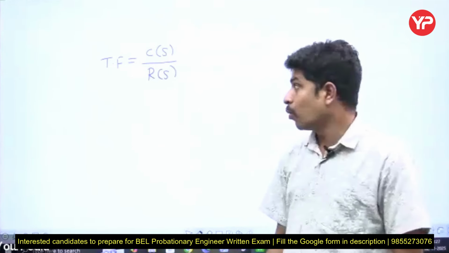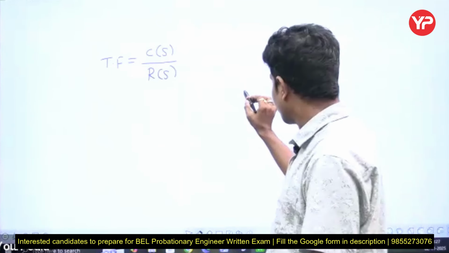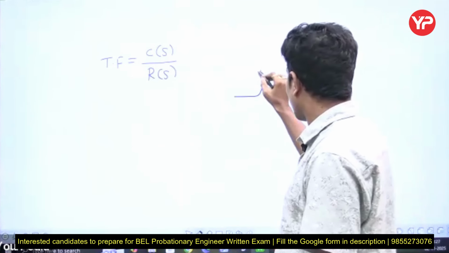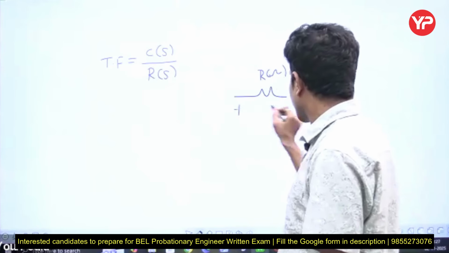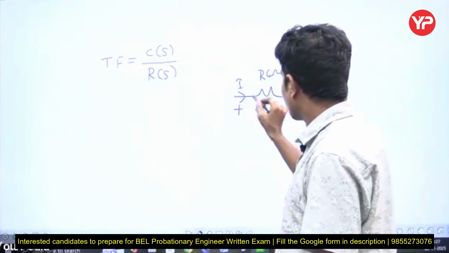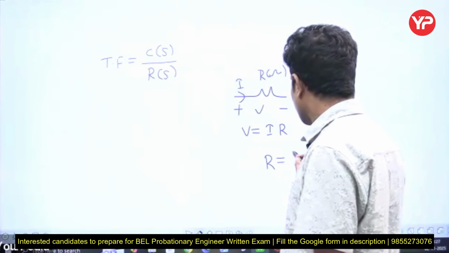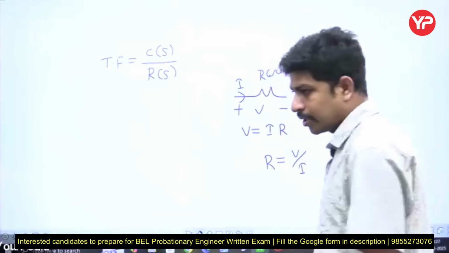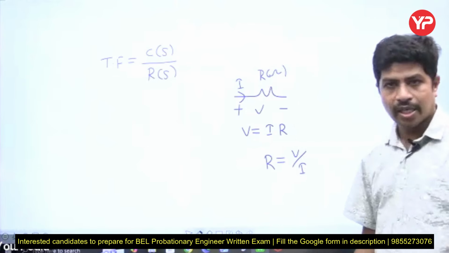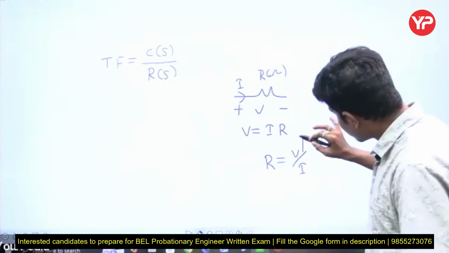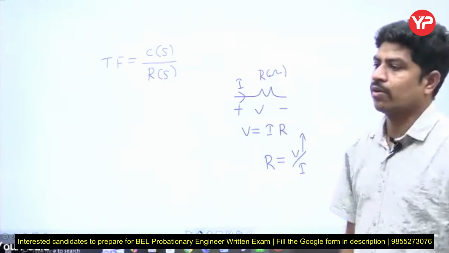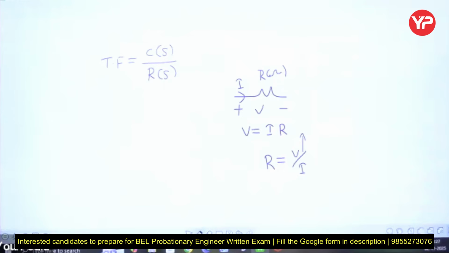You may be thinking, sir, in what way is it not dependent? Tell me, all of you, there is a resistance of R ohms. I am applying a voltage of V, a current of I is flowing. So V is equal to I into R. From this, R is equal to V by I. You tell me, if voltage increases, what about this resistance? If voltage increases, what about the resistance is my question.